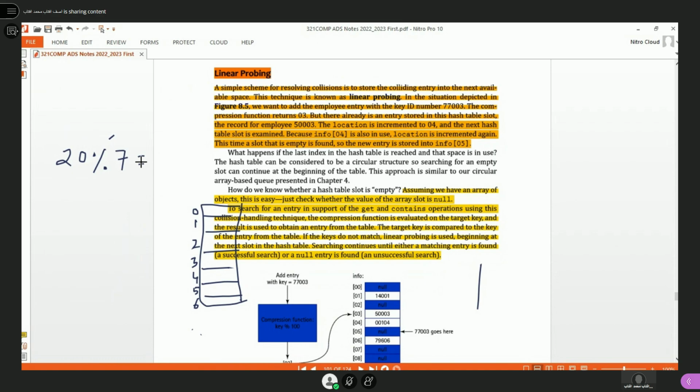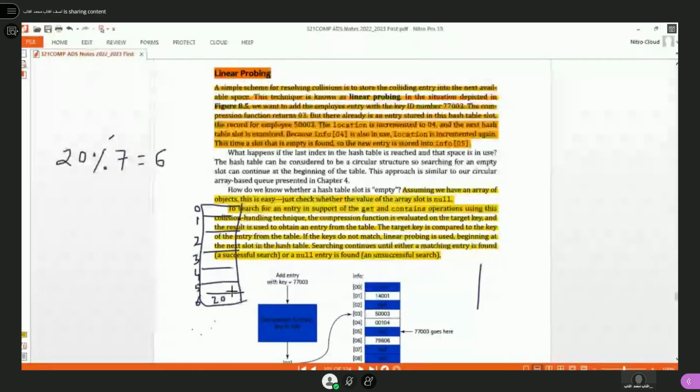20 modulo 7, how much? It is 6. Very good. So it is position 6. So what I will do, 20 you will put here in the table. This is your 20.